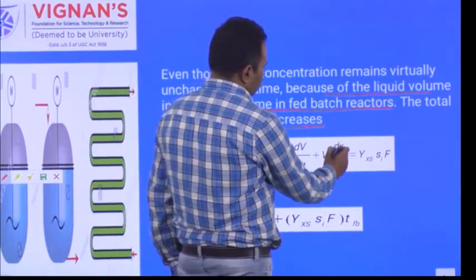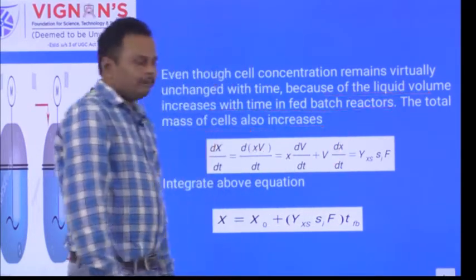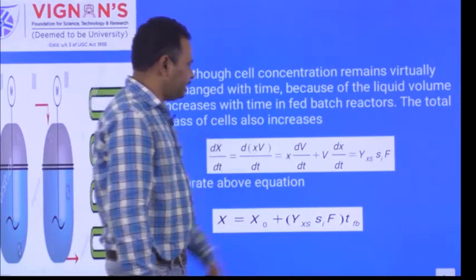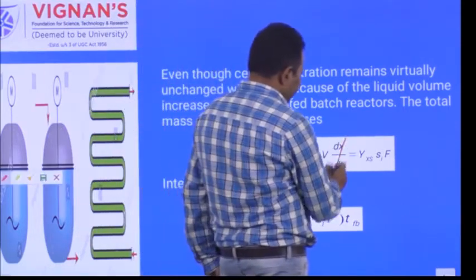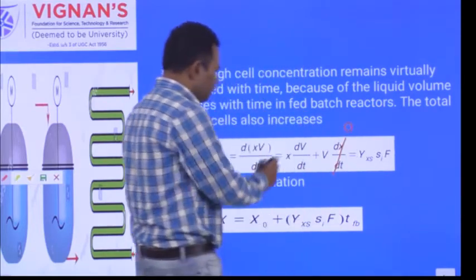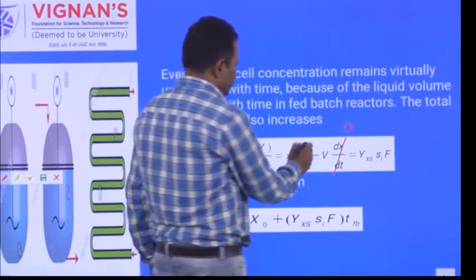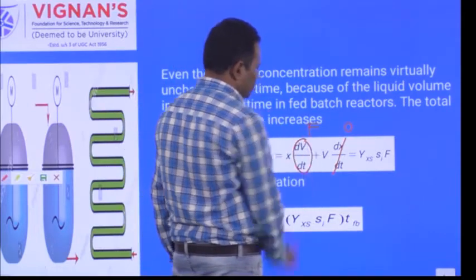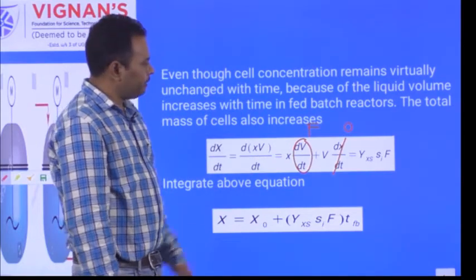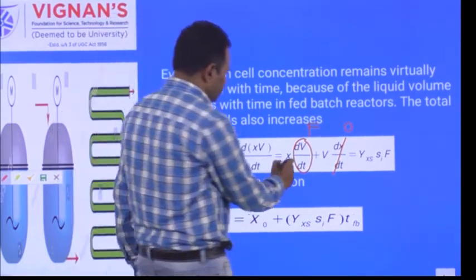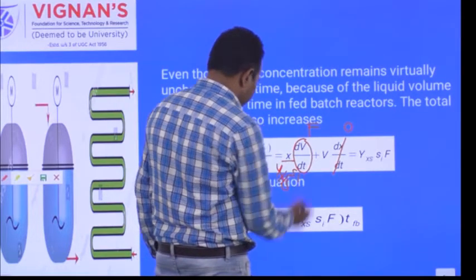Because the cell concentration is constant, dx by dt is approximately 0. From this, you can write x times dV by dt. What is dV by dt? Applying the UV rule, dx by dt is 0, and dV by dt can be written as F. Again, from the earlier derivation, x is Yx/s times Si. We just derived this. In place of x, you can write Yx/s times Si.